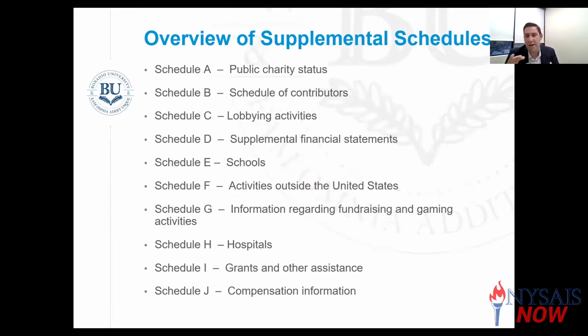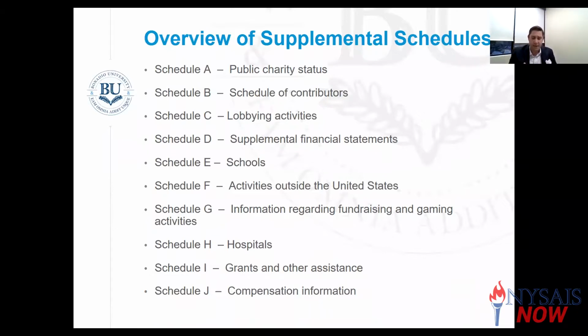Schedule C, I don't see a lot of lobbying activities at independent schools. If you have them, if you use a lobbyist, I would recommend looking at the instructions for Schedule C, but I'm going to skip over it for now because I don't see it often for schools. But know that if you are doing any type of lobbying, you need to think about Schedule C.